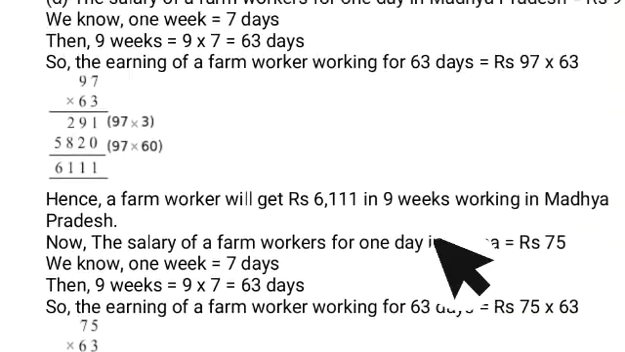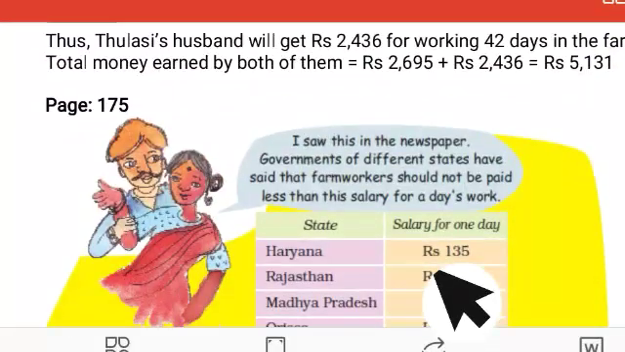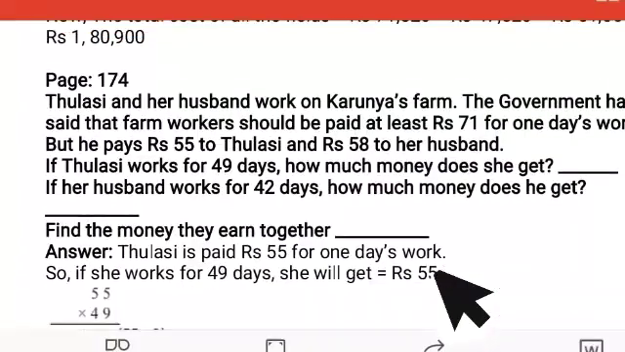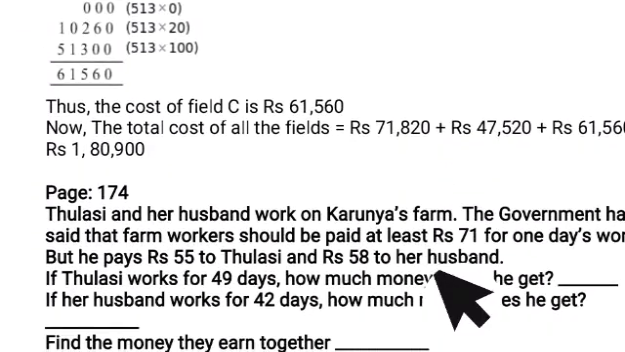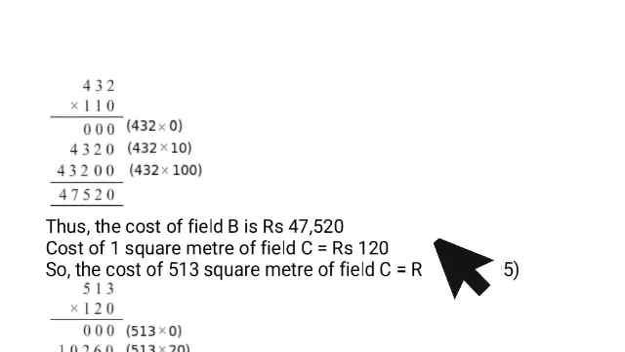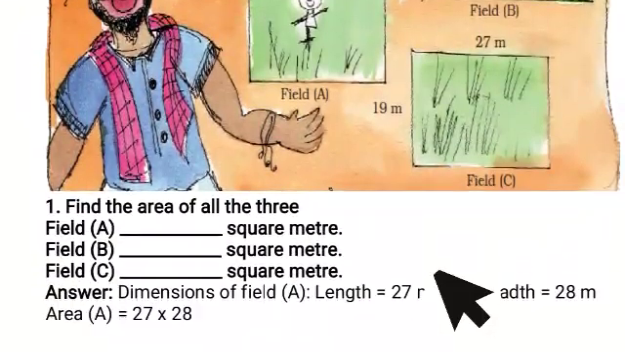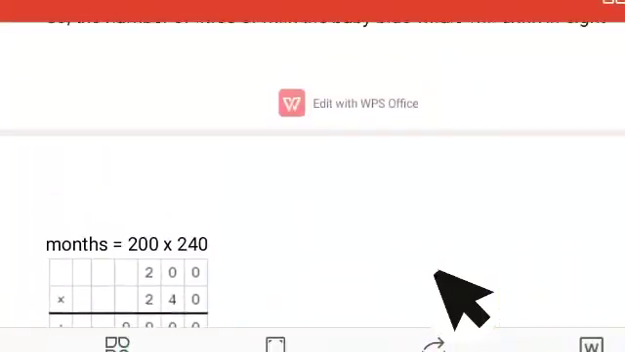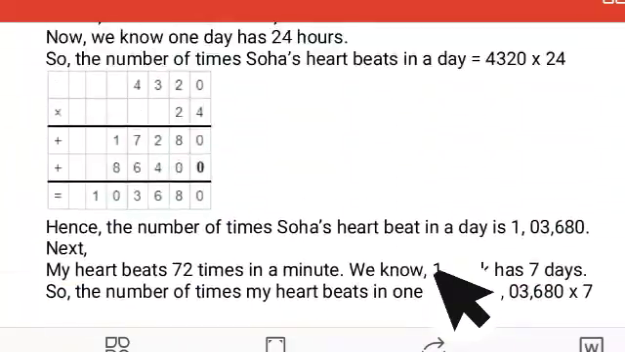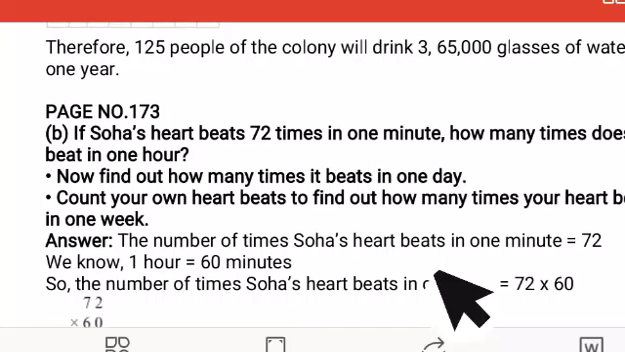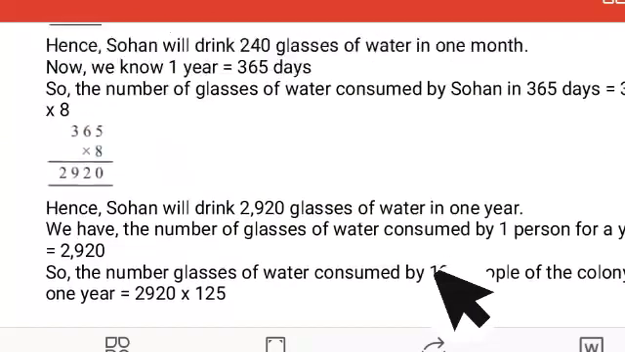So in this part we have seen this table and we have studied how to find out the working amounts for specific days, months or weeks. Before that we have seen about Thulasi and her husband, how much money they are earning. Before that we have seen about this field rate, where we found the area of fields A, B, C, and we also found the cost. Before that we also saw Suha's heartbeat and all. So this was what we studied for the second part in this chapter.